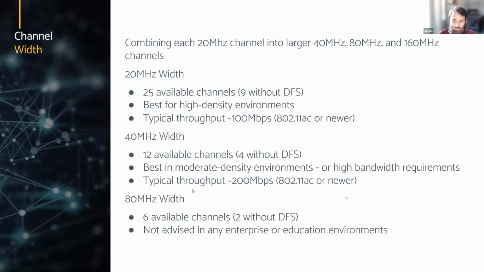But on the high end, you might get about 200 megabits per second with a modern Wi-Fi client on 40 megahertz, right? So approximately twice as fast. But again, we're going to talk about why that's not as big of an upgrade as you might think in a second. And then 80 megahertz, okay, yeah, it is faster than 40 megahertz, but you only get 6 channels. And if you're not running DFS, you only get 2 channels.